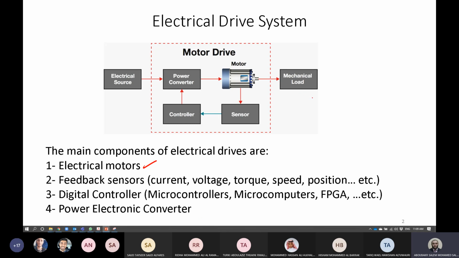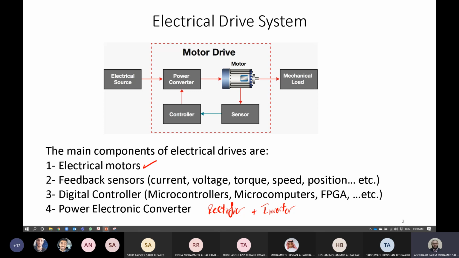For AC drives, of course, electrical motors are AC, and we are going to focus on the induction motor. The different sensors will be used during our discussions, and the power electronic converter that will be used is called a back-to-back converter, which is nothing but a rectifier to convert AC to DC, and after that an inverter, which converts DC to AC again. So why do we need to convert AC to DC, then convert again DC to AC? This will be discussed in detail in the next part, in part 2.